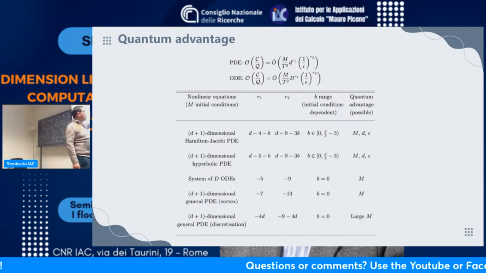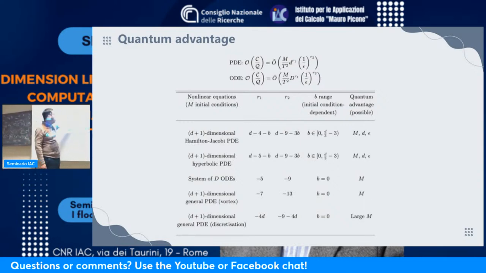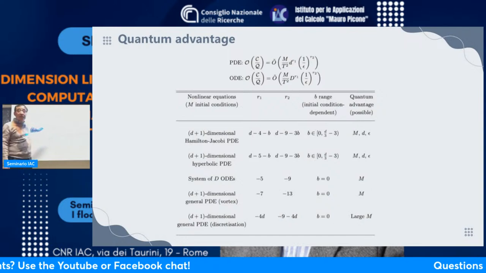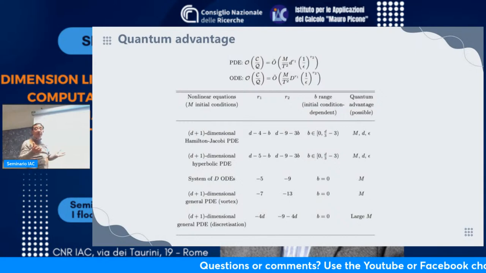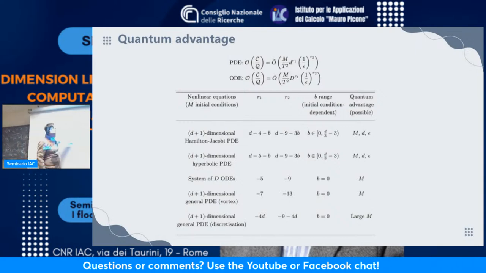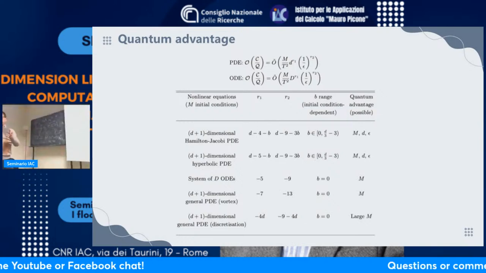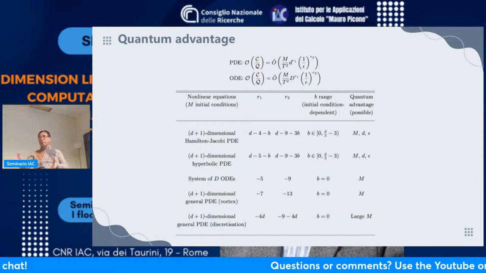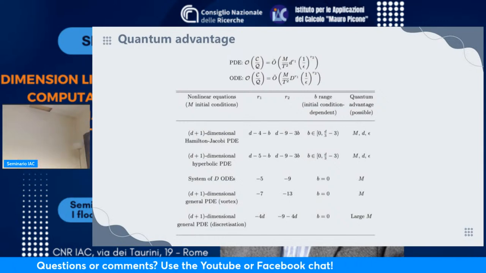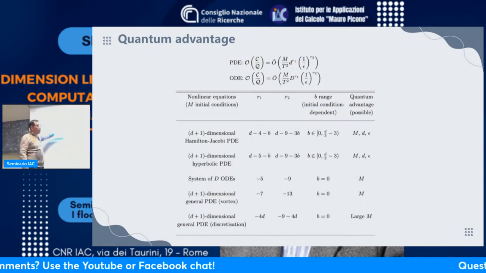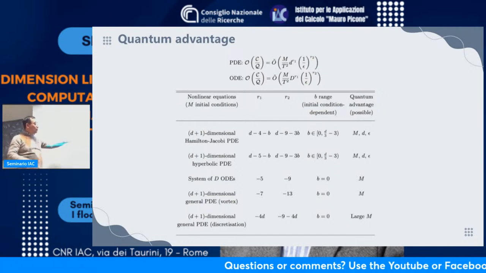So for Hamilton-Jacobi and the hyperbolic equations, as you can see, if D is sufficiently large, high dimension, because the power R1 is positive, you get the exponential speedup on dimension. So you overcome the curse of dimensionality. If D is bigger than 9, R2 is positive, and you get an exponential speedup on the accuracy, which means before you need n points to reach a certain accuracy, now you just need log n. So we get quantum advantage for Hamilton-Jacobi and scalar conservation laws, but for other equations these are always negative, which means if it works, you can put it on a quantum computer, but you do not have quantum advantage.